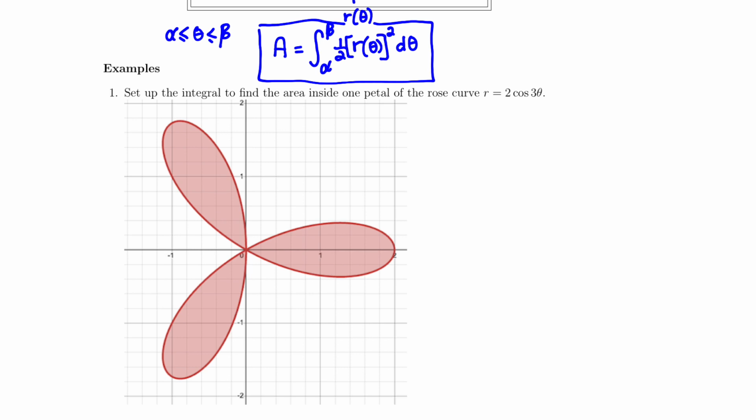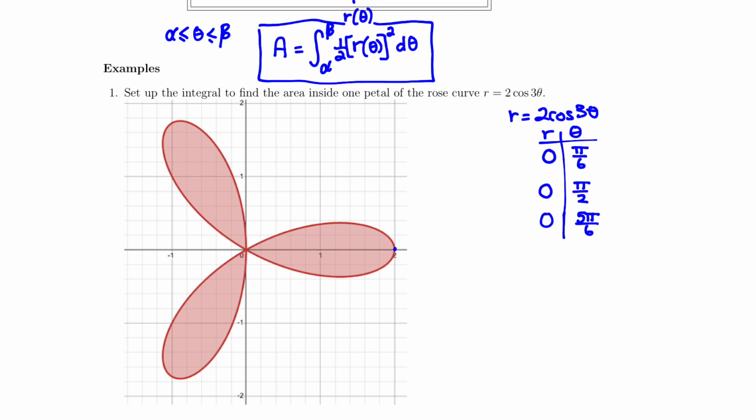Because if you look at the curve, r equals 2 cos 3 theta, we have an r and we have a theta. It hits the pole at pi over 6, it hits the pole at pi over 2, and it hits the pole at 5 pi over 6.